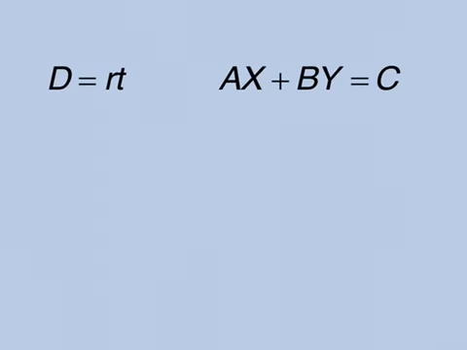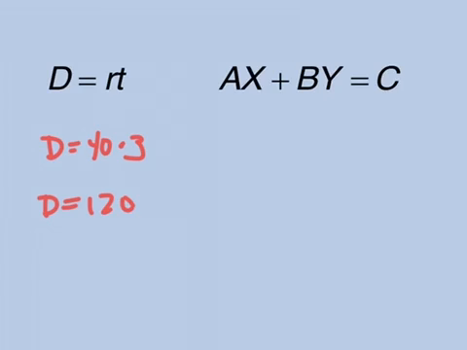Here are a couple of formulas that you will use or have used. The first one, we have distance equals rate times time. Now that one's really easy to do if you know, let's say the rate is 40 miles per hour and you travel for a total of 3 hours, then that means that your distance is 120 miles. Everybody gets that.